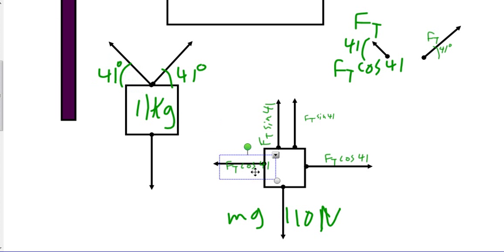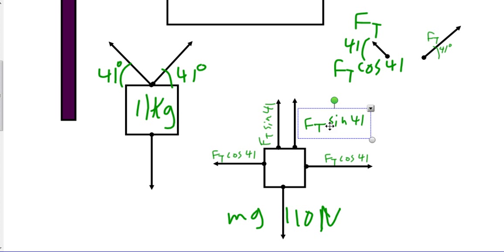And I'll just put this one over here. And there we go. This is our free body diagram. We have Ft cosine 41 going to the left. We have Ft cosine 41 going to the right. We have Ft sine 41 going up, and then we have Ft sine 41 going up as well. And we have 110 newtons going down.